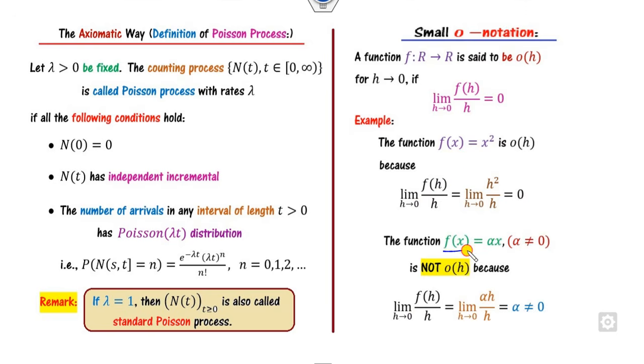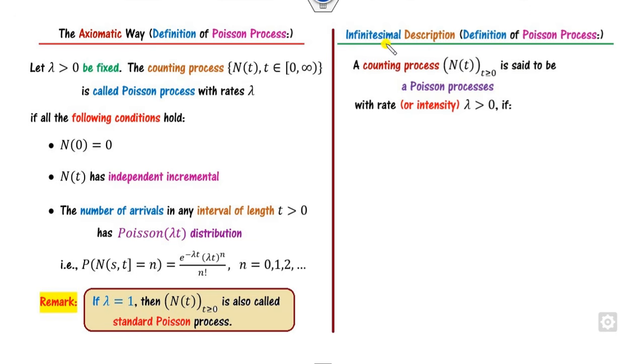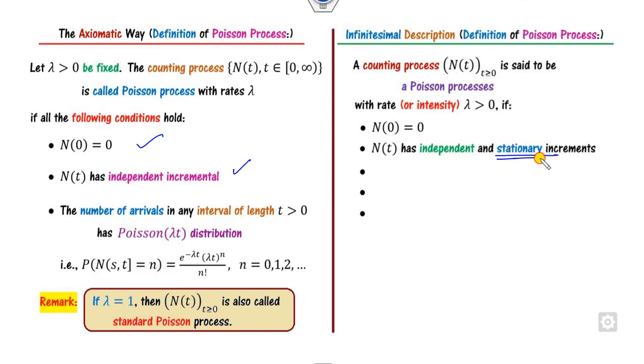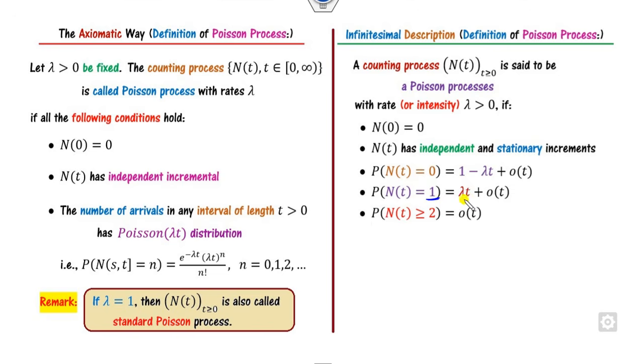On the other hand, if I consider the function f of x is alpha x, where alpha is non-zero, then clearly it is not an o notation because this property is not satisfied. Based on this o notation, we can define the second definition of the Poisson process. The first two properties are similar, and that is called the stationary increment. The third one is the zero arrival. The probability of the occurrence of zero arrivals is 1 minus lambda t plus o of t, the probability of the occurrence of one arrival is lambda t plus o of t, and the probability of more than one arrival is o of t.